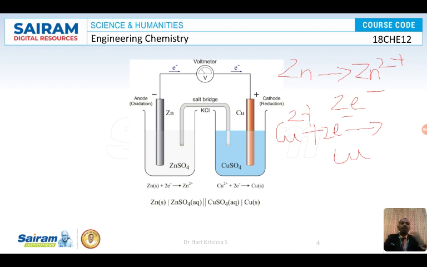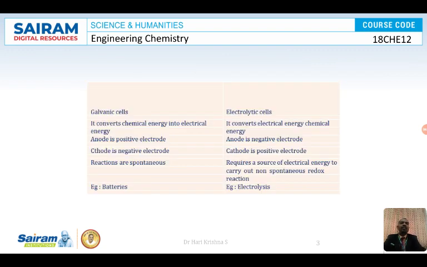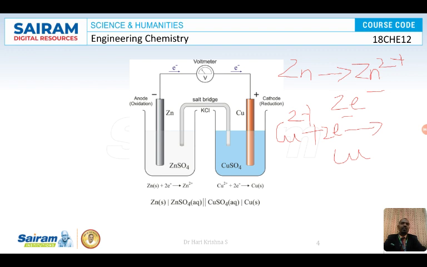Zinc is losing 2 electrons. Loss of electrons is called oxidation, and gain of electrons is called reduction.